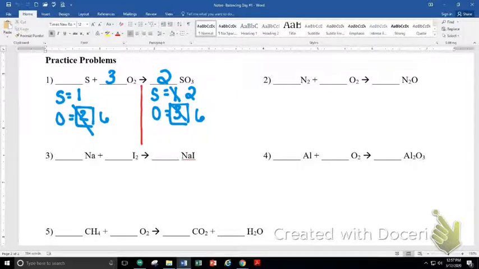So I have to go back to my original part, and then I need to get my sulfurs balanced. So to do that, I'm going to put a coefficient of 2 on this side, and I now have a balanced chemical equation.